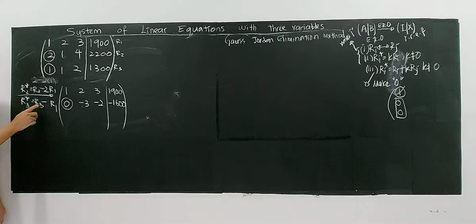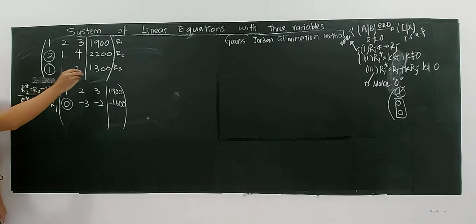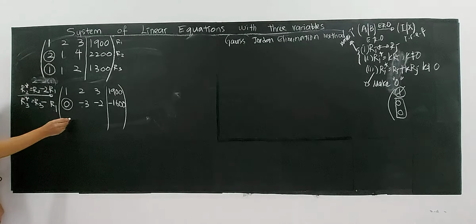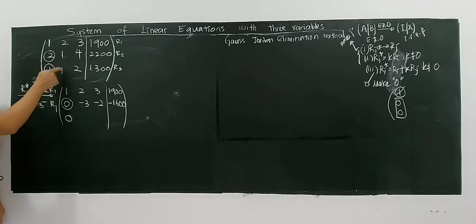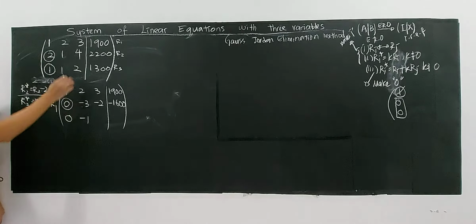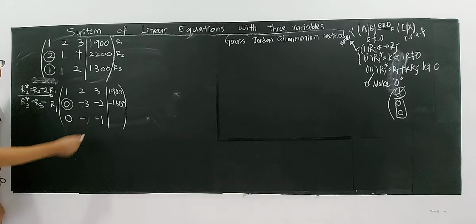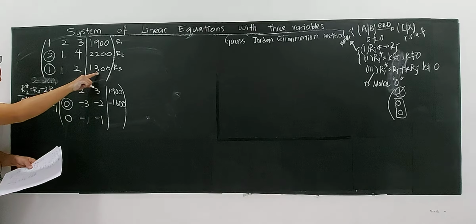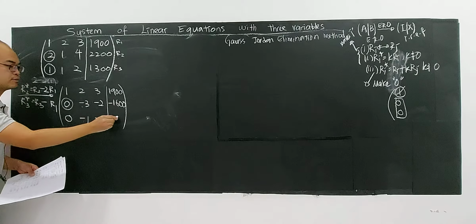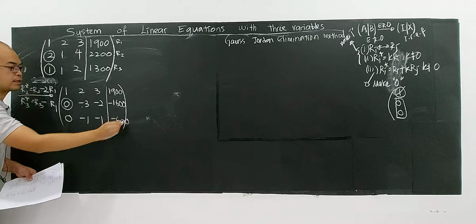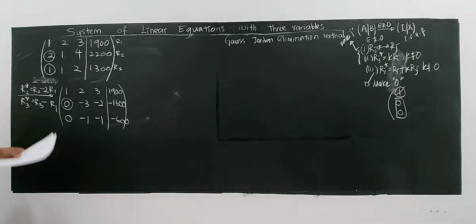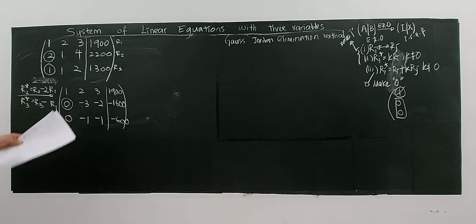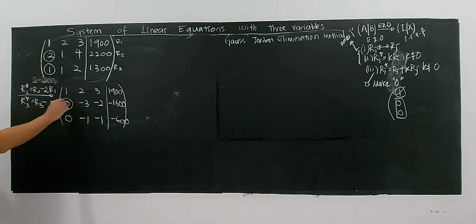Okay, the same thing happens for the third row. You follow the formula. It's between row 3 and row 1. For this one, you take 1 minus 1, you have 0. For this, you take 1 minus 2, you have -1. 2 minus 3, you have -1, right? And the last one, you have 1300 minus 1900, you have -600. Okay, double check every value here so that you are getting correct before you proceed. So now you have made this 2 become 0.